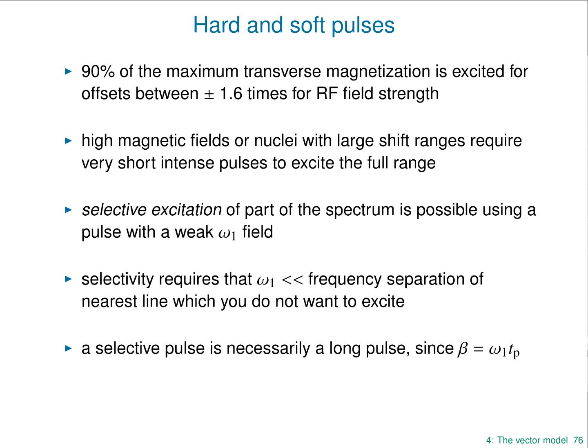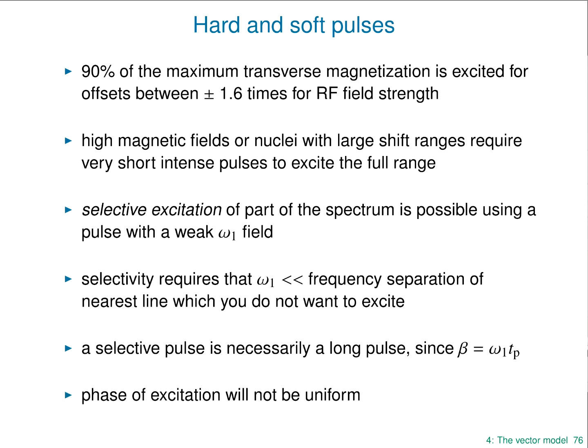So when people talk about non-selective pulses, they're pulses with large radio frequency fields and durations measured in a few microseconds. Selective pulses will have much weaker fields and will have durations measured often in milliseconds or tens of milliseconds.